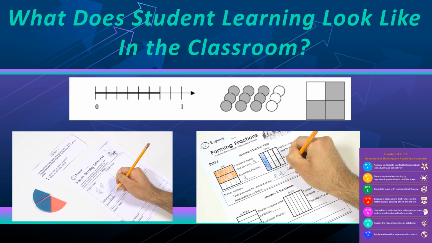These can all show MTRs, or mathematical thinking and reasoning standards, 1, 2, 3, 5, or 7, since they are representing the fractions in different ways and noticing the patterns to become more efficient in finding common denominators in order to solve problems.